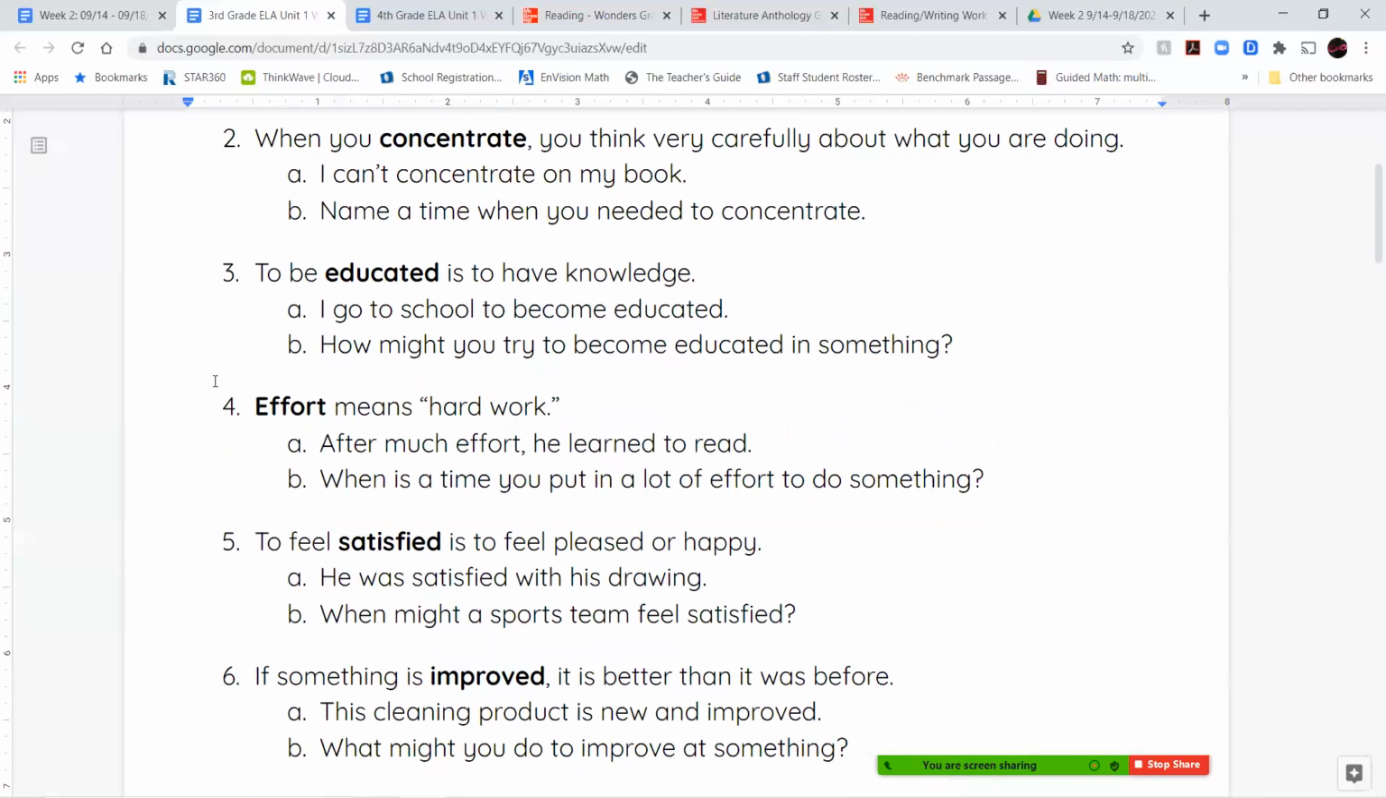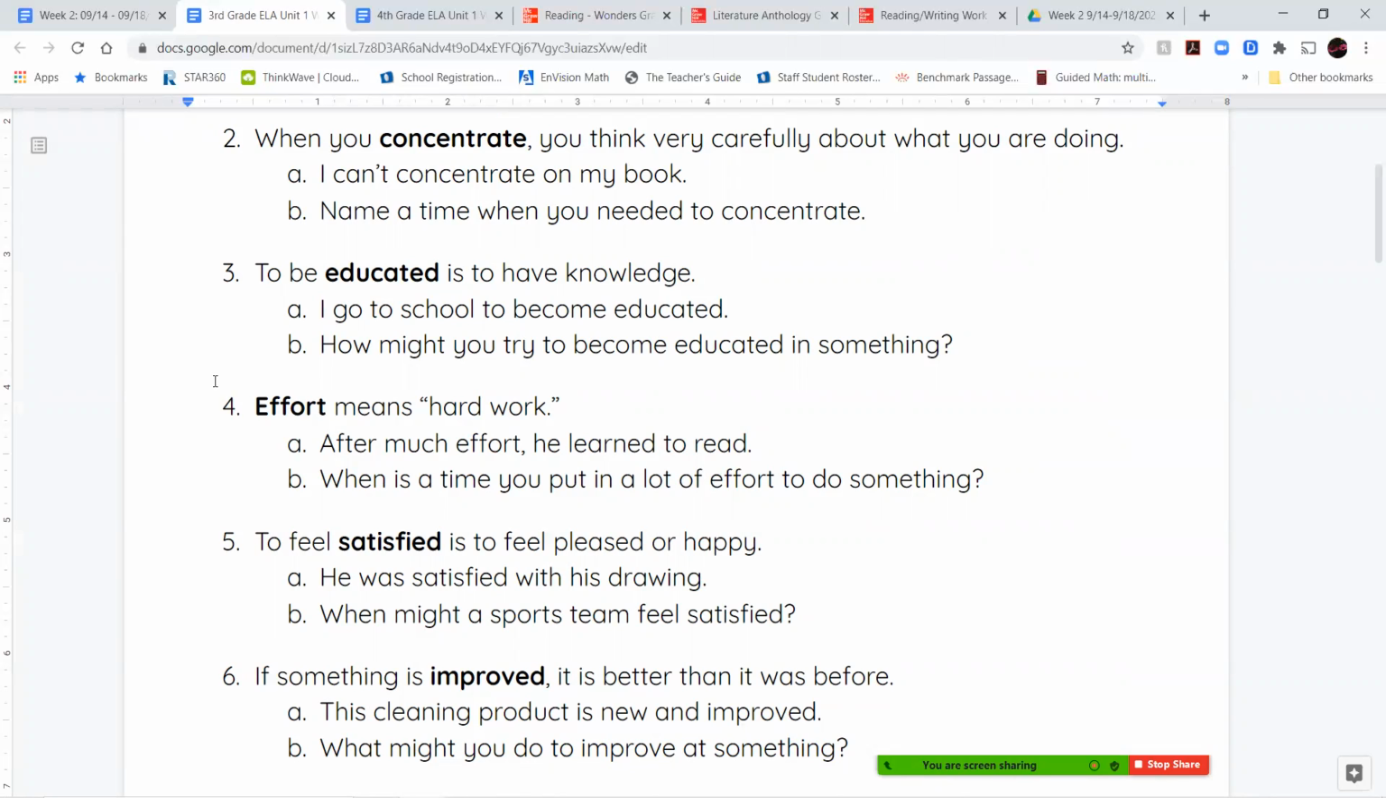Your third word is the word educated. Now, when you're educated, that means you have knowledge. That means you've been learning things. So I go to school to become educated. How might you try to become educated in something? Now, we know from our first story about the wolf, he went to school to become educated and to learn how to read.